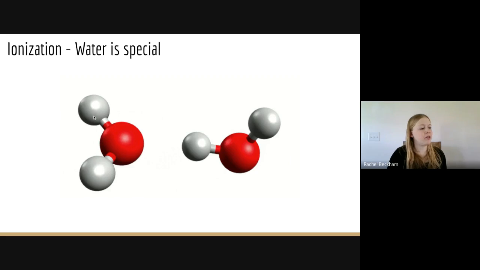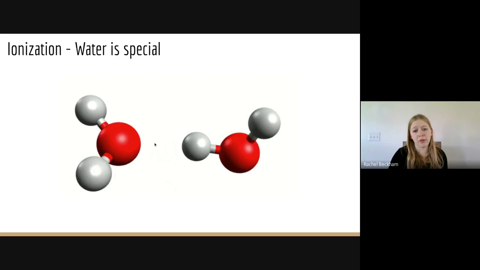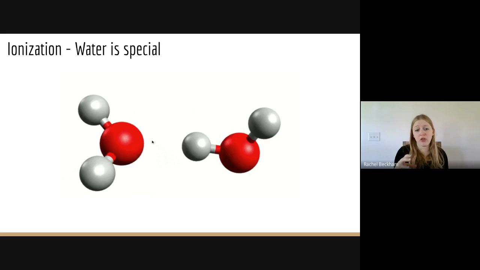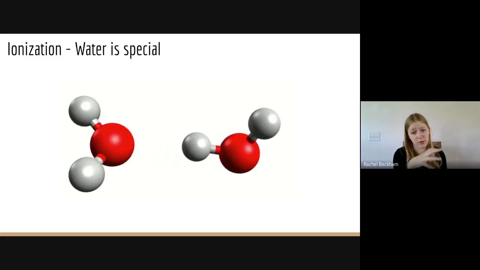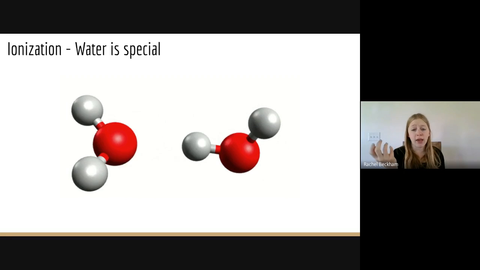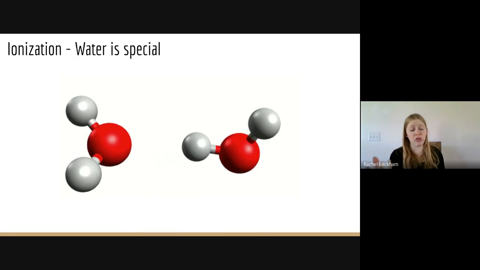This is kind of weird. First you see two regular H2O molecules. At the very beginning, it's H2O. And then one of them becomes H3O right there, and one of them becomes OH negative. It's just one H, or HO.